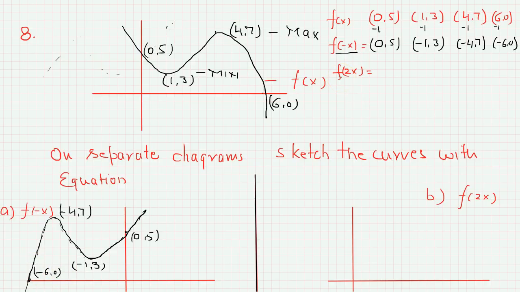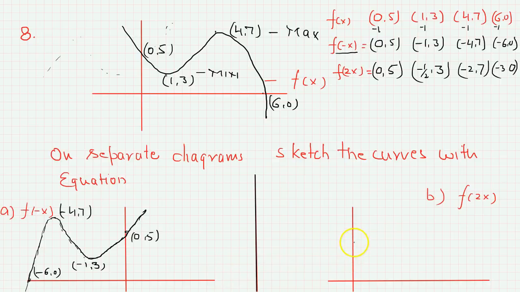Now for y is equal to f(2x). Our y coordinate will remain the same, 7 and 0, and the x coordinate will be divided by 2. 0 divided by 2 is 0. -1 divided by 2 is -1/2. -4 divided by 2 is -2. And -6 divided by 2 will be -3.